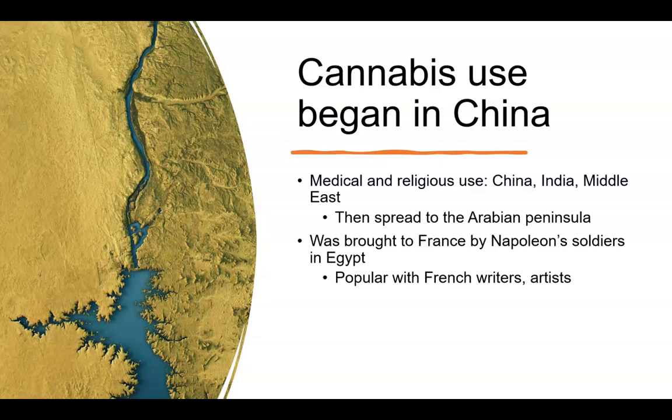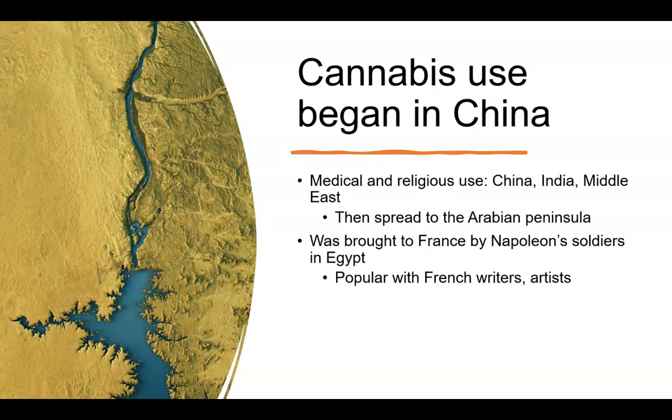And as I showed you on the last slide, there's evidence that hemp cord was being used 8,000 years ago. Additionally, medical and religious use can be tracked to areas such as China, India, and parts of the Middle East. And then it was spread to the Arabian Peninsula, where hashish consumption became pretty common. It's actually mentioned a bit in the folk stories of the 1001 Arabian Nights.